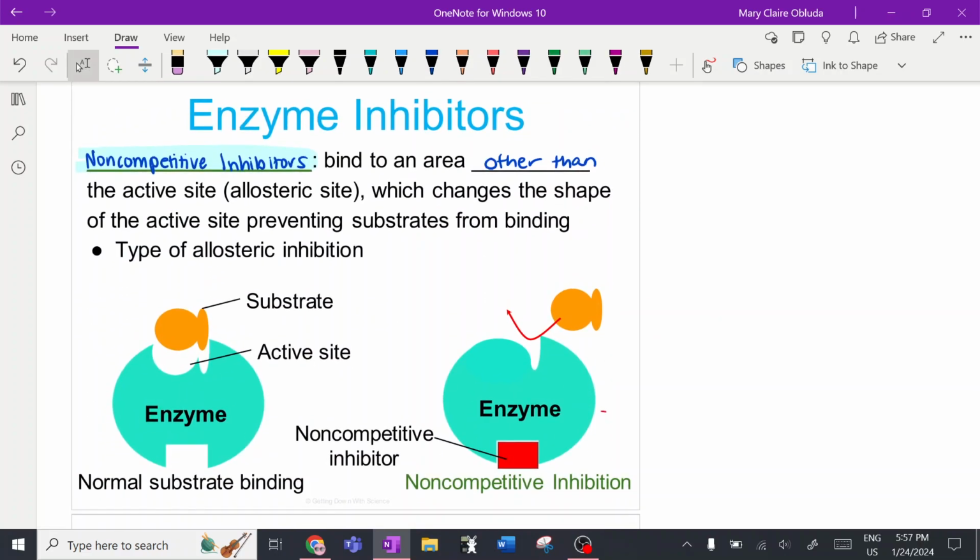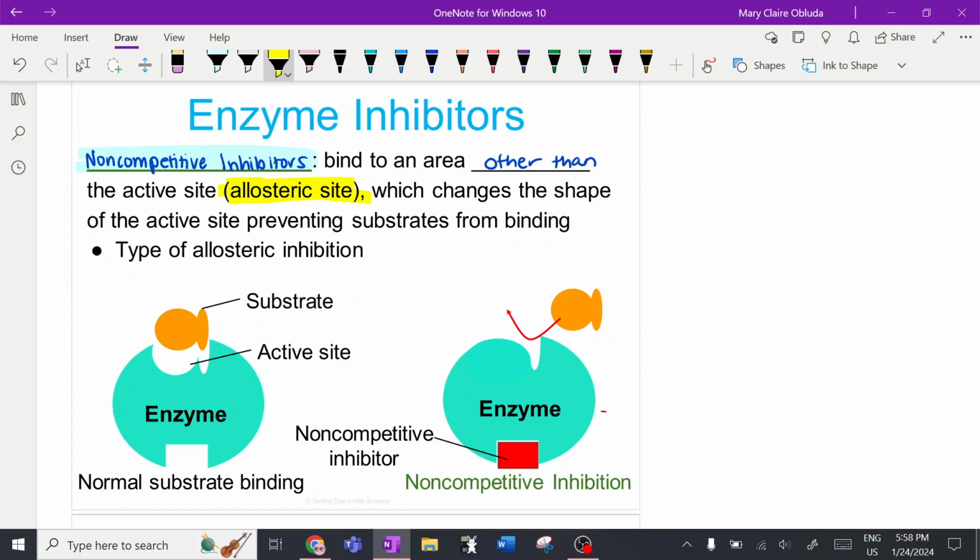So these bind to an area other than the active site, so we're always going to call anything that's not the active site the allosteric site. Think, I've been saying, proteins: when something bonds to them, it changes their shape because of that protein structure, because of the hydrogen bonds and the tertiary structure. So that is going to change the shape and change the function.